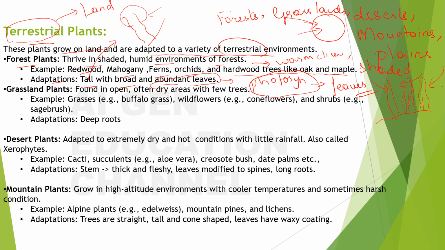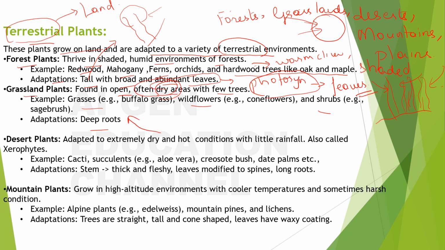Okay, and now about the grassland plants. These are found in open, often dry areas with few trees. Okay, they will be dry. Okay, so now here, what are the examples of these? Grasses, wildflowers and shrubs. What are the adaptations? Deep roots. You can understand, right? Why deep roots? It's because in dry areas, you will have little water in the ground. Okay, so you need deep roots in order to get the water.